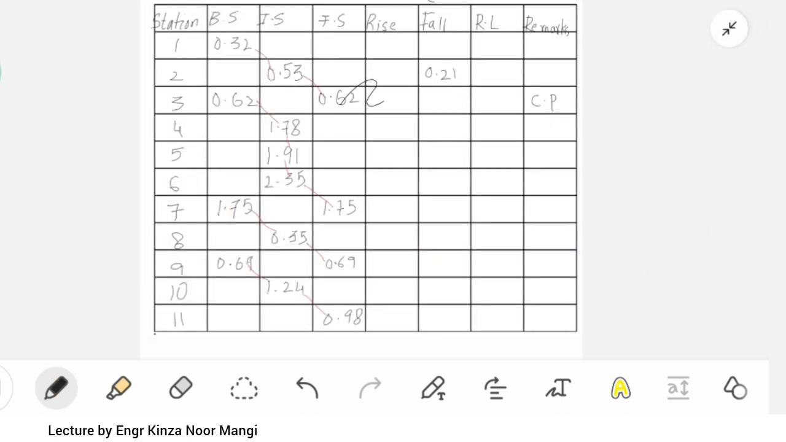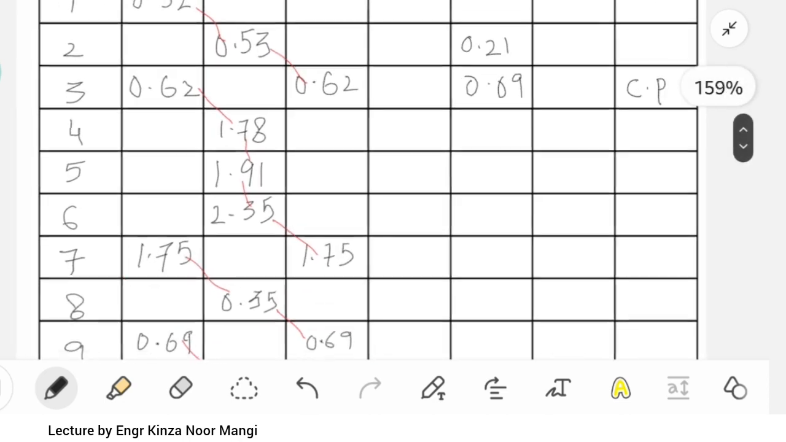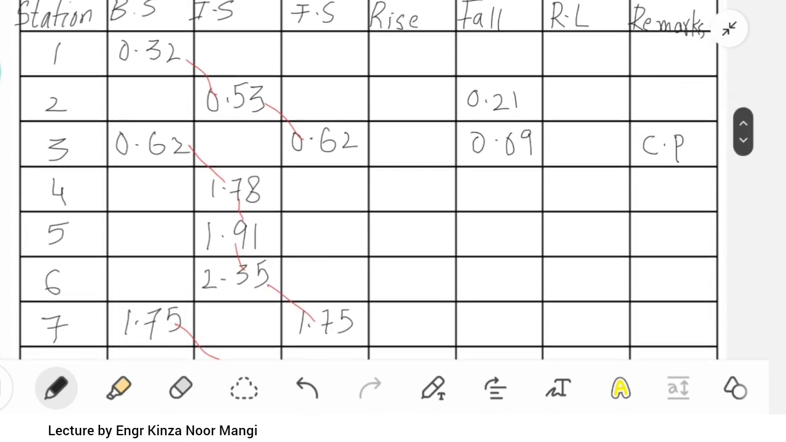0.53 minus 0.62 will give us 0.09. Okay, because it is a negative value, that's why we are inputting this value into the fall column. Next is 0.62 minus 1.78, which will give us again minus 1.16. No need to mention the sign if you have already mentioned in the column that it's a fall. The negative sign indicates that it's a reduced level, which has to be inputted into the fall column.